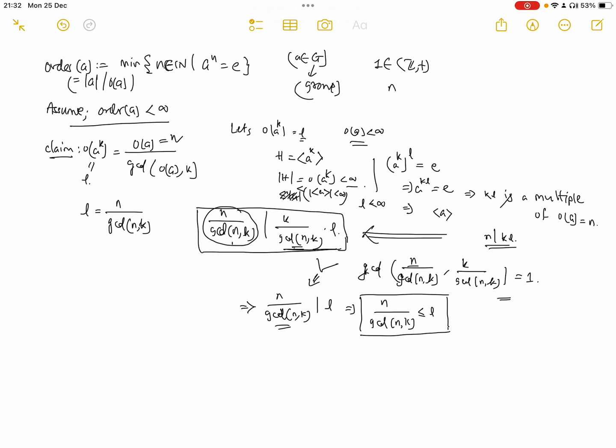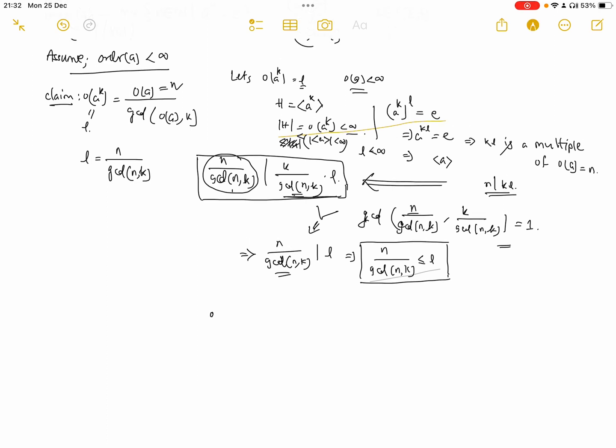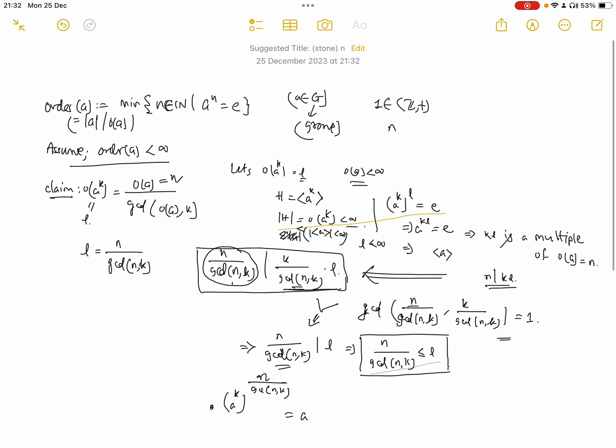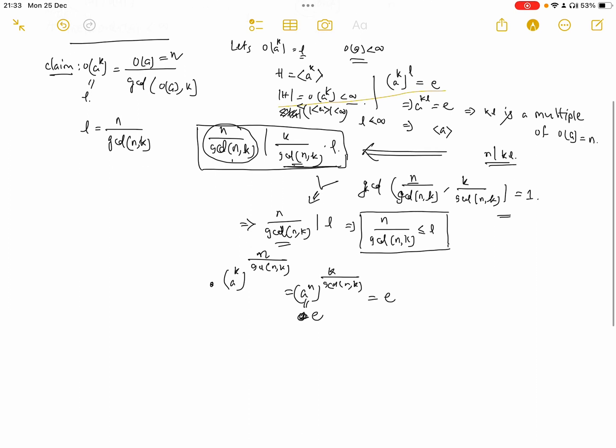And also, secondly, if you take A power k and then you raise it to this power, you may just switch the roles of k and n, right? So you get A power n power k per GCD of n and k. But that is A power n, because the order of A is n. So that is the identity. And if you raise the identity to any power, you will again get the identity by definition.